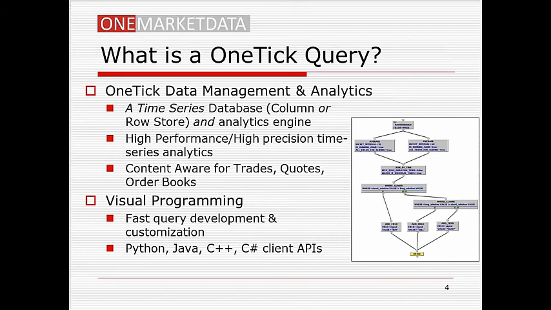OneTick is a distributed tick data management system, specifically a time series database, a query analytics engine, software tools for building those queries, and APIs for interfacing with common programming languages. The query computation engine includes a library of functional data processors, which we call event processors. Those are used for building OneTick queries. Those queries are constructed as a series of nodes using a visual editor. Each node is one of these data processors, and linked together they form a query.